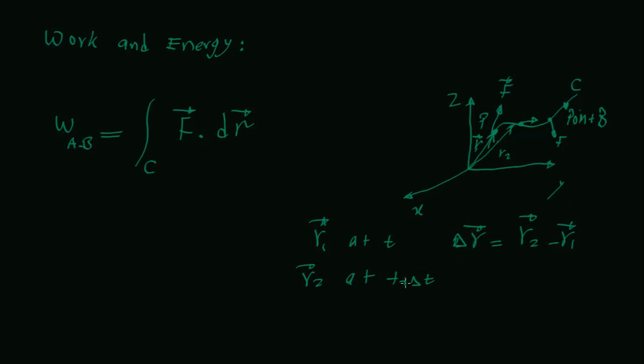If we have delta T going to 0, then delta R converges to dr. So if delta T is going to 0, that's what we mean by dr, basically just a displacement vector over a very, very small time elapse. So delta R becomes dr, which is always going to be tangent to the path.